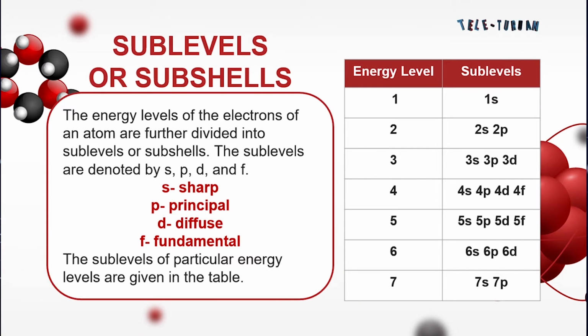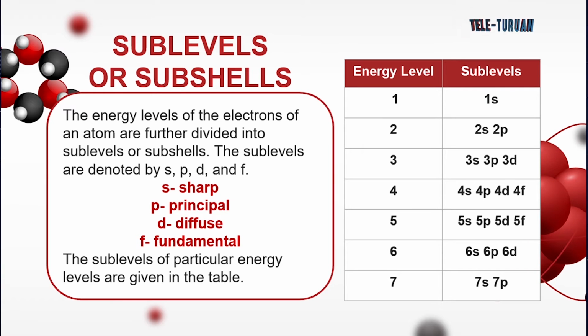Now let's discuss sublevels or subshells. The energy levels of the electrons of an atom are further divided into sublevels or subshells. The sublevels are denoted by lower case s, p, d, and f. S stands for sharp, P means principal, D denotes diffuse, and F is for fundamental. The sublevels of particular energy levels are given in the table here.